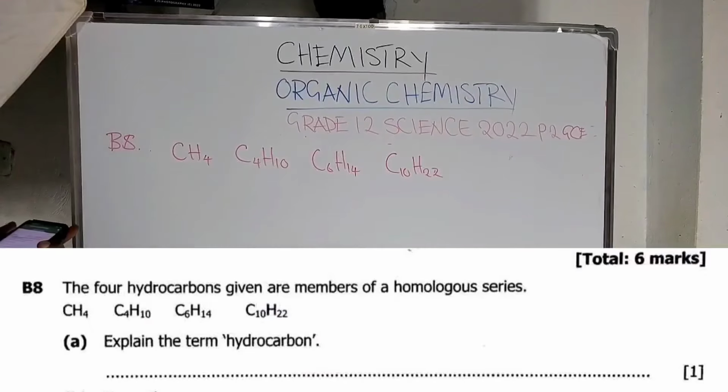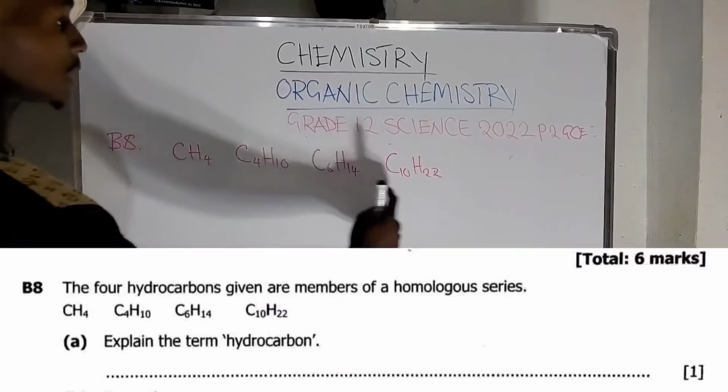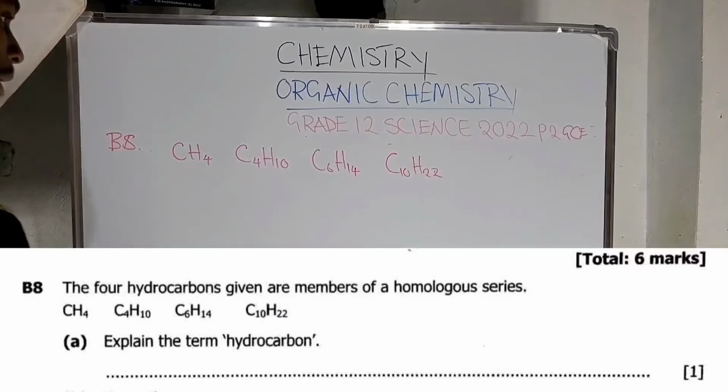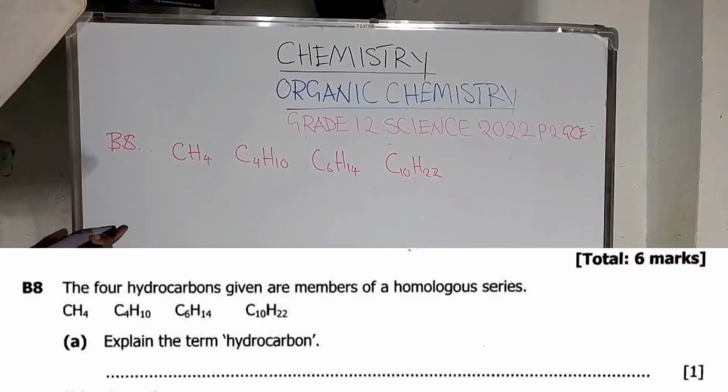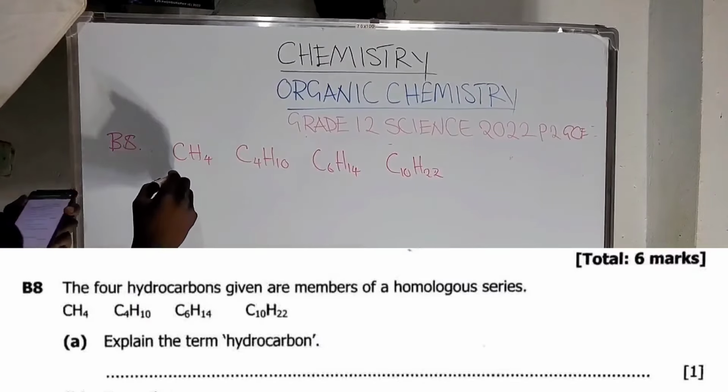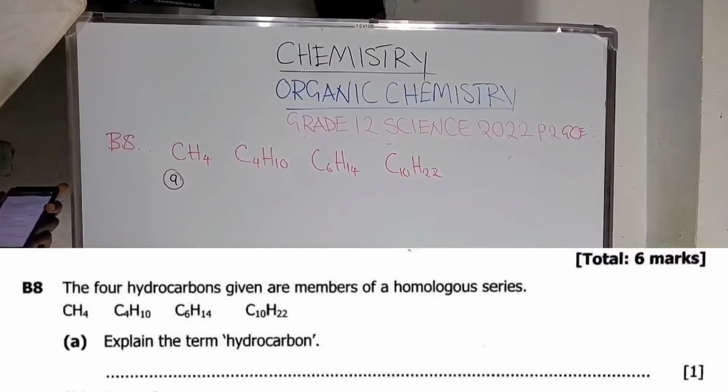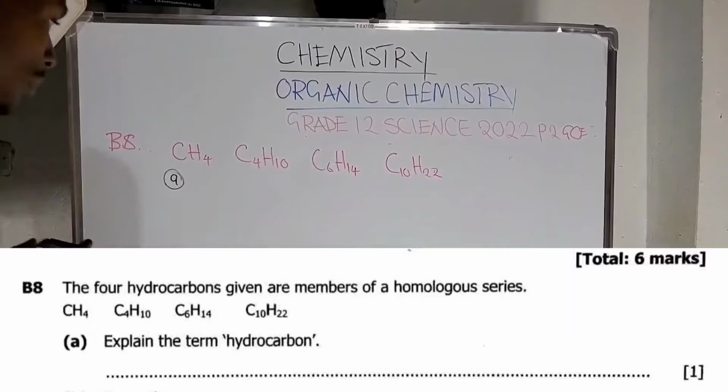The 4 hydrocarbons given are members of the homologous series. So they belong to the same family. Okay? They belong to the same family. Now, the first question is, explain the term hydrocarbon.